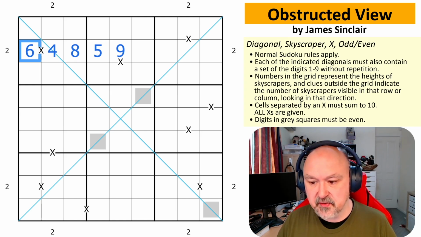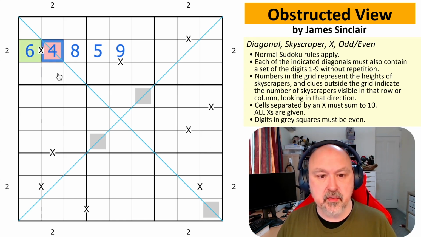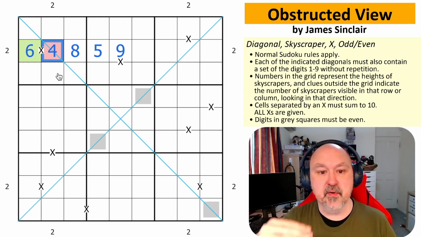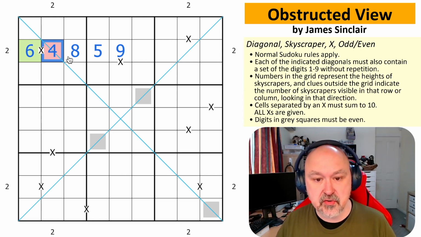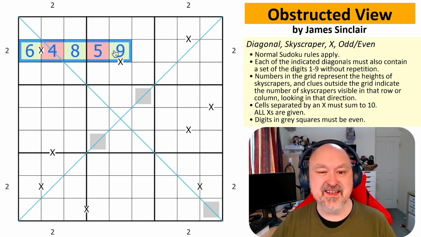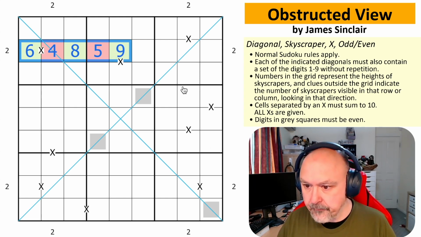So you would see this building. You would not see this building because the 4 is lower than the 6. So you wouldn't see a 4-story building directly behind a 6-story. You would see this 8-story building because it's higher than the 6-story building. You would not see this 5-story building because you couldn't see it behind the 8-story building, and then you would see the 9-story building because it's higher than the 8-story building. So this would have to be a 3 clue.